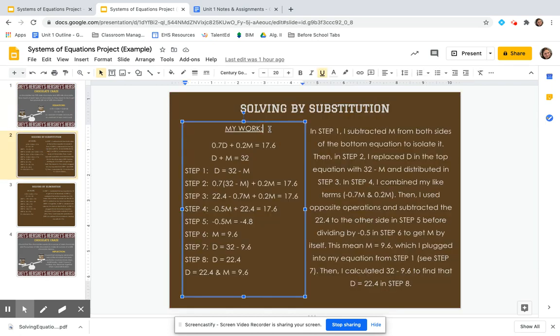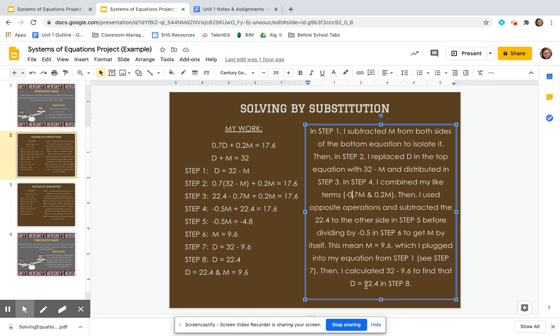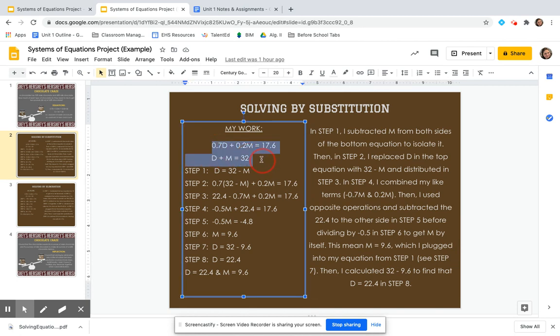I made mine into two separate text boxes. Here's my work. Here's my explanation. I first started with my two equations. You should do that too. And then for step 1, I took this M and subtracted it to the other side so that D was by itself. So notice how I didn't write the other equation too. I just wrote what I was changing.